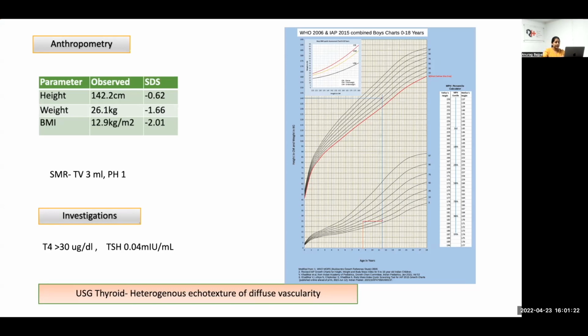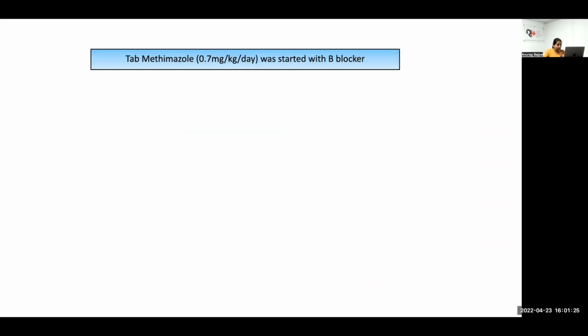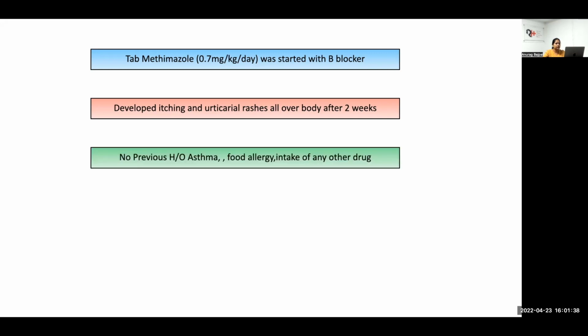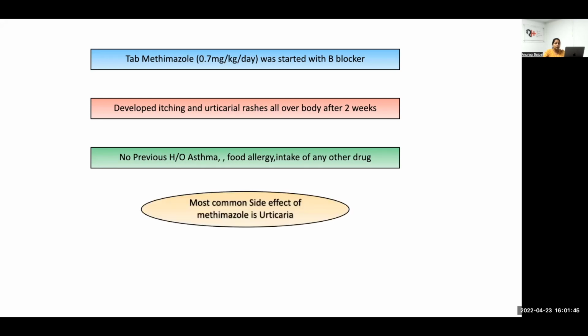So now you go ahead. We started the methimazole with 0.7 mg per kg per day, and along with the beta blocker. He developed itching and urticarial rashes all over the body 2 weeks after starting the treatment. And he has no history of any asthma, food allergy, and he hasn't taken any drug in between. So as we all know, the most common side effect of methimazole is urticaria. So what we have done, we given. What is the usual prevalence of side effect?